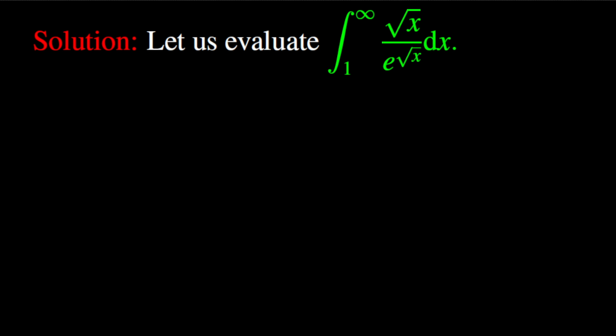The integral from 1 to infinity of square root of x over exponential of square root of x dx is an improper integral because the upper limit of integration is infinity. Before addressing the convergence or divergence of this integral, we will first try to find its antiderivative. If we can do so, this will also help us to find the value of this improper integral, by computing the limit of its antiderivative at the end points of the integral.